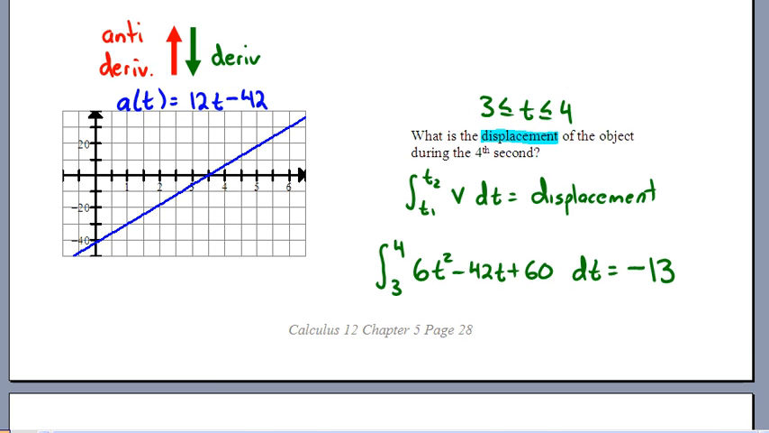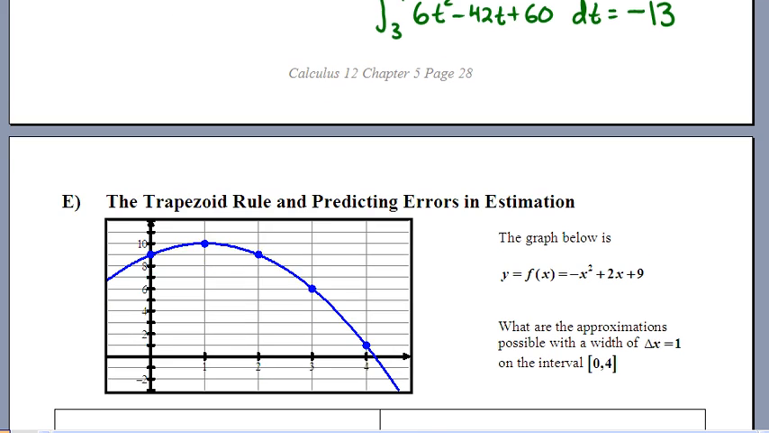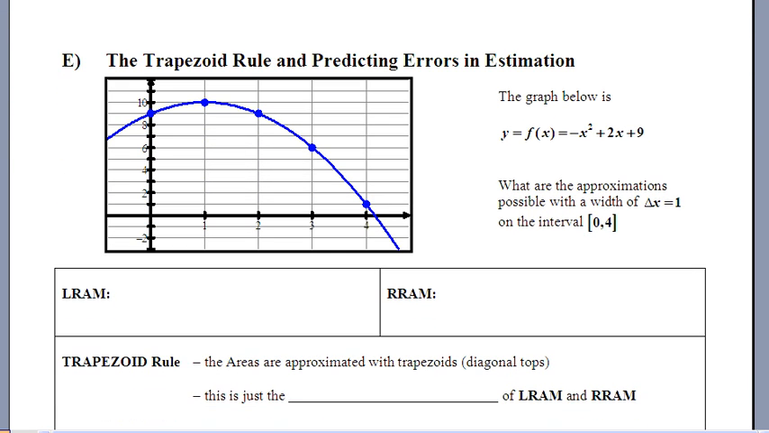Now let's take a look at one last page. We're going to look at something called the trapezoid rule. And then once we've got that dialed in, we're going to look at how you can estimate some errors if you're doing Riemann sums. I have this graph here of just negative x squared plus 2x plus 9, and I'm going to think about the area from 0 out to 4.